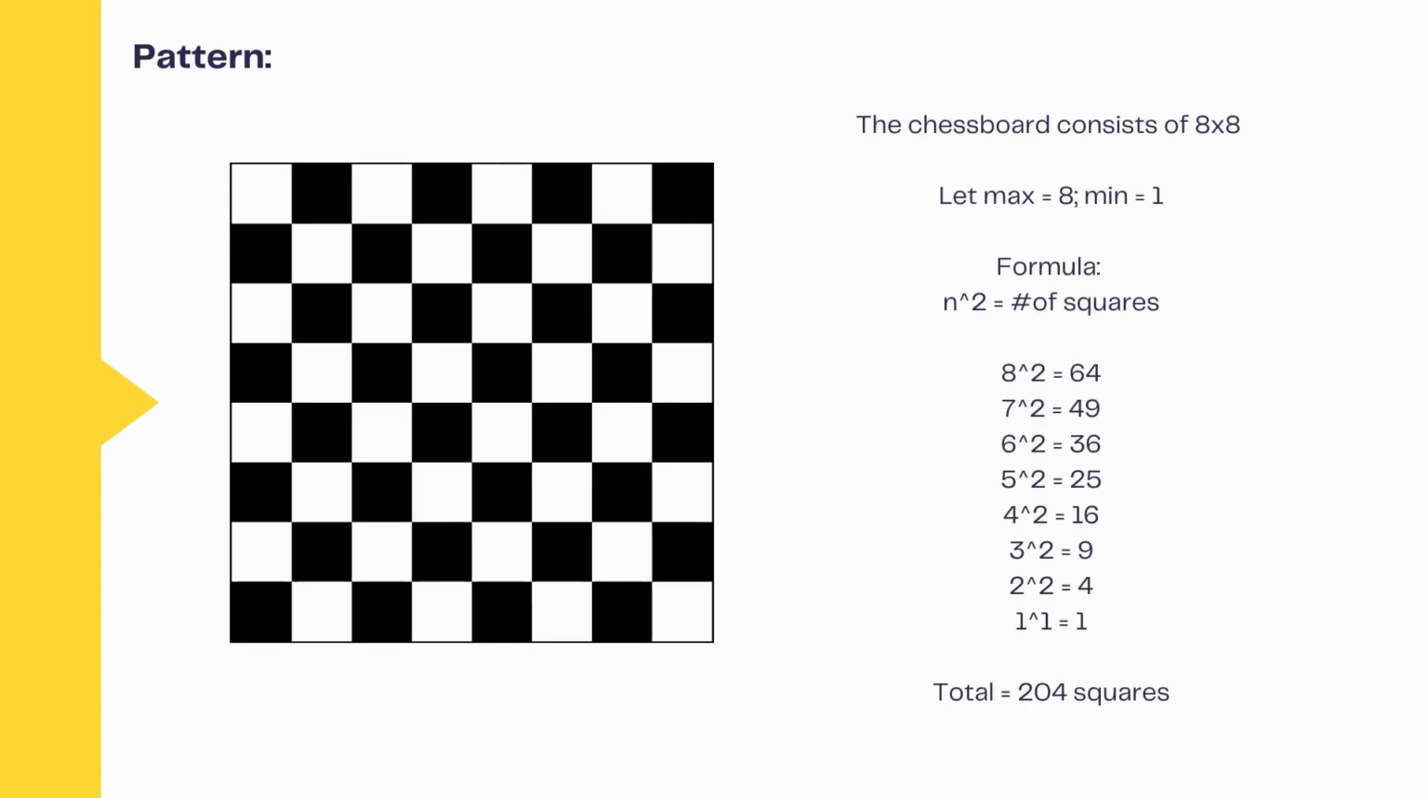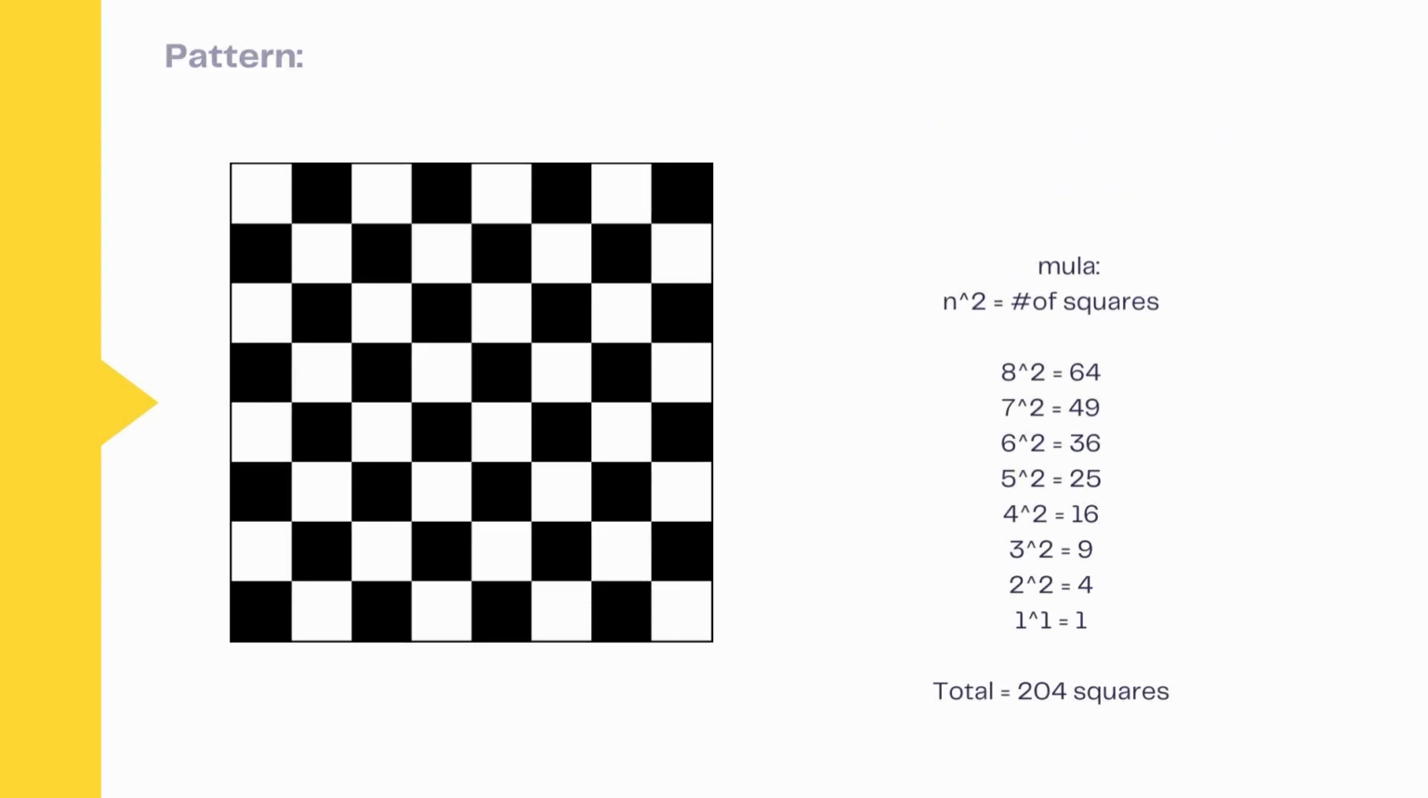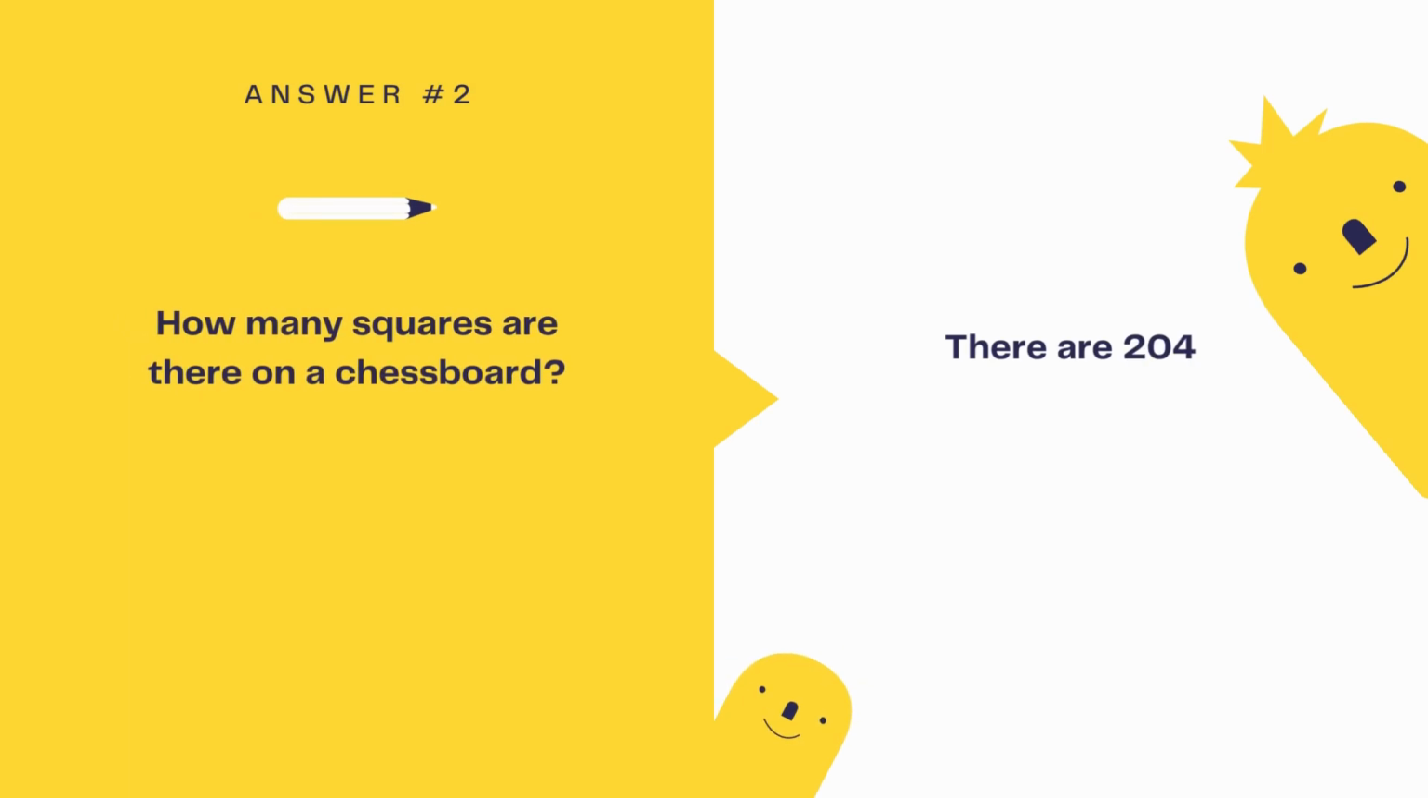Computing the squares of a chessboard is just the sum of squares of natural numbers n. So since it's an 8 by 8 dimension, we just take the total sum of squares of 8 to 1. 8 squared is 64, 7 squared is 49, 6 squared is 36, 5 squared is 25, 4 squared is 16, 3 squared is 9, 2 squared is 4, 1 squared is 1. In total, it is the same 204 squares. So the answer for question number 2 is, there are 204 squares in a chessboard.